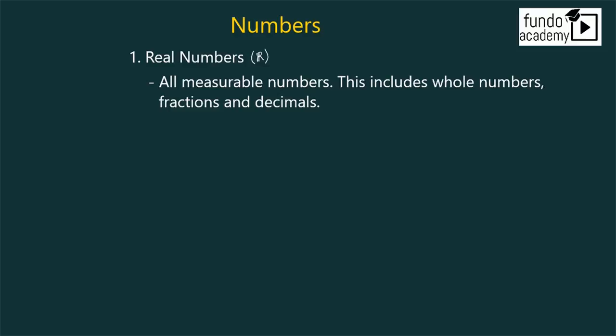Either they are positive, or they're negative. They could be whole numbers, they could be fractions, they could be decimals, as long as those numbers exist, as long as they are not imaginary, because the opposite of real numbers is imaginary numbers. But in our syllabus we won't be talking about imaginary numbers. We're simply going to be talking about real numbers. So all measurable numbers, whole, negative, fraction, decimal, are real numbers.